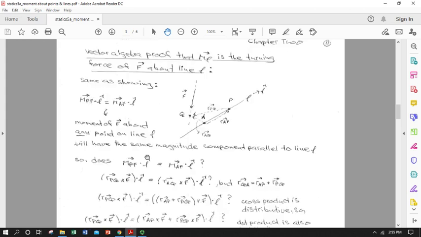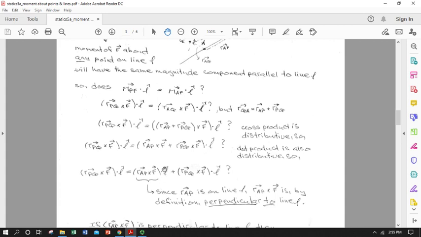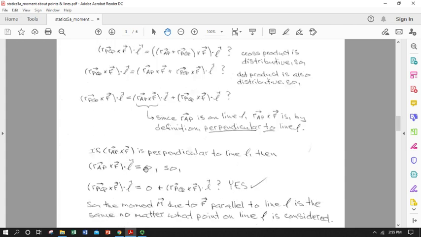So let's look at R_AP cross F. Here's R_AP. It's on line L, and we're going to cross it with F. Once I do the cross product, I get something that is by definition perpendicular to line L. So when I dot it back into L, now I'm taking the cosine of something that's 90 degrees, and this term disappears. So since R_AP cross F is perpendicular to line L, by definition of the cross product, then when I take something perpendicular to something and dot it, I'm going to get 0. So it's the sine of the angle that makes it 0.